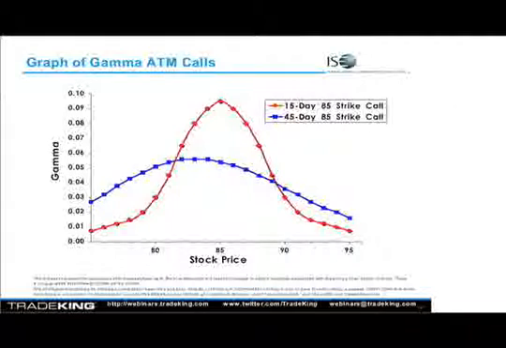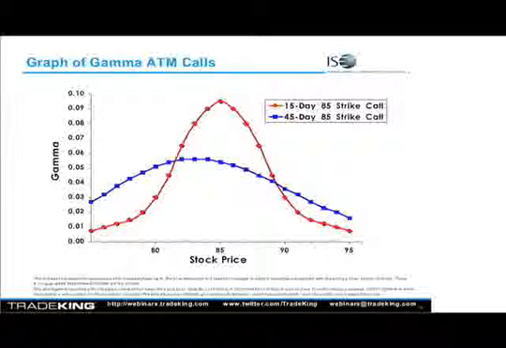And if you look at a chart of gamma, it actually shows you over a 15-day period and a 45-day period what the gamma would be. Obviously, the near-term at-the-money option, which in this instance is the 15-day 85 strike call, usually trades at a higher gamma. Now notice on my graph, on the x-axis we have the stock price, and on the y-axis we have gamma. And gamma is only going between 0 and 10. And that will normally be the case.